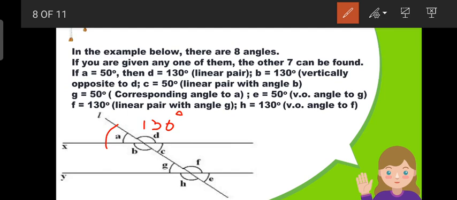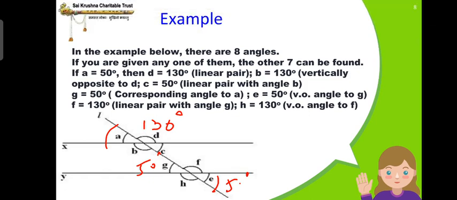If D is 130 degrees, B is also 130 degrees. How? Vertically opposite angles, right? If A is 50, then C is also 50 degrees. And if A is 50 degrees, G is also 50 degrees. Why? Corresponding angles. If G is 50, F is 130 degrees. If F is 130, H is also 130 because of vertically opposite angles. And if G is 50 degrees, E is also 50 degrees. So like this, when you know any one angle, you can find out the remaining 7 angles.